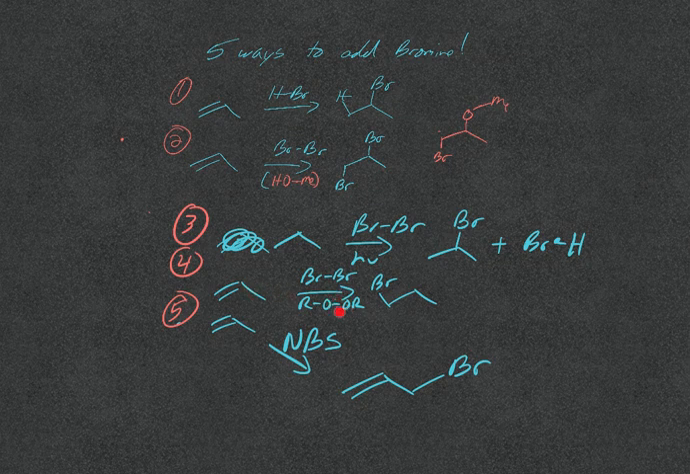Br2 with peroxides, the peroxide reacts first, and there's a whole series of reactions that take place then. Eventually you get the bromine on the less substituted carbon. And then NBS, you make an allylic radical where the bromine ends up on the carbon adjacent to the pi bond. So these are the 5 ways you know how to add bromine to things.